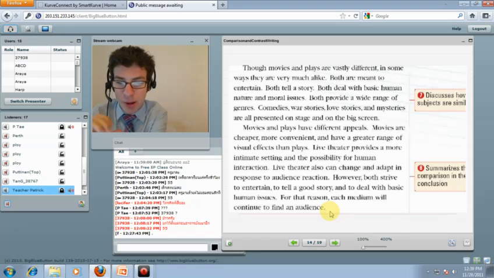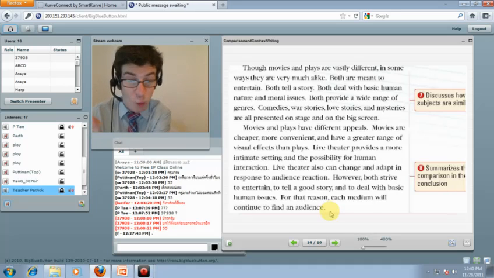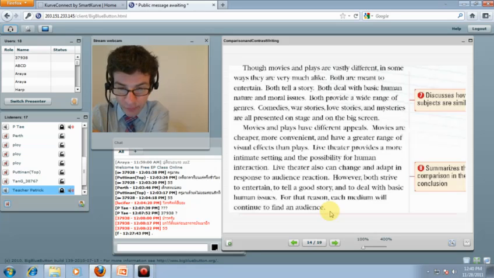Okay? So, movies and plays have different appeals. This is a transition sentence. It takes what we've been talking about, movies and plays, and says that they have different appeals, different things people like about them. So this sets up this paragraph. It takes us from the last one into this one. Movies are cheaper, more convenient, and have a greater range of visual effects than plays. We are restating in one sentence what we said about movies.